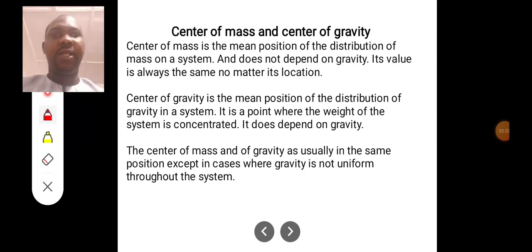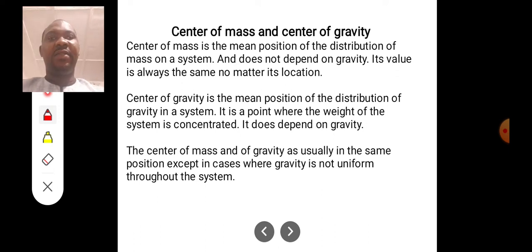Here we'll be looking at center of mass and center of gravity. The center of mass is the mean position of the distribution of the mass of a system and does not depend on gravity. It has nothing to do with gravity. Its value is always the same no matter the location.